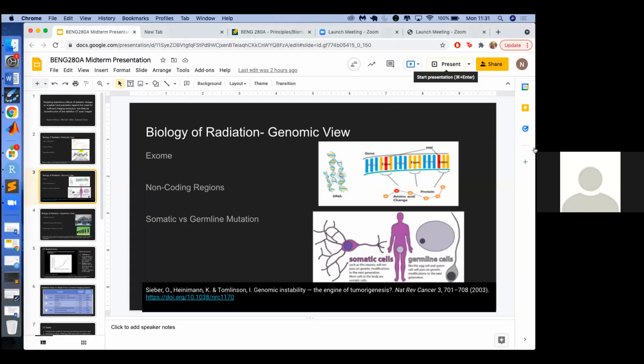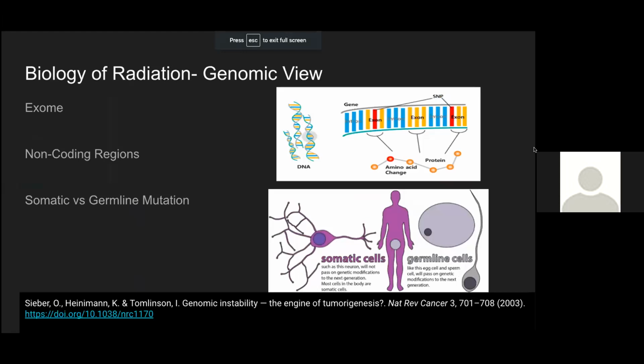Okay. So taking a little bit wider approach, now we're going to look at a genomic view of radiation and how it affects you. So we have an idea of an exome. An exome is defined as the part of your genome that codes directly for proteins. So in other words, it's all of these exons. You have exons and introns. Introns, on the other hand, are non-coding regions.